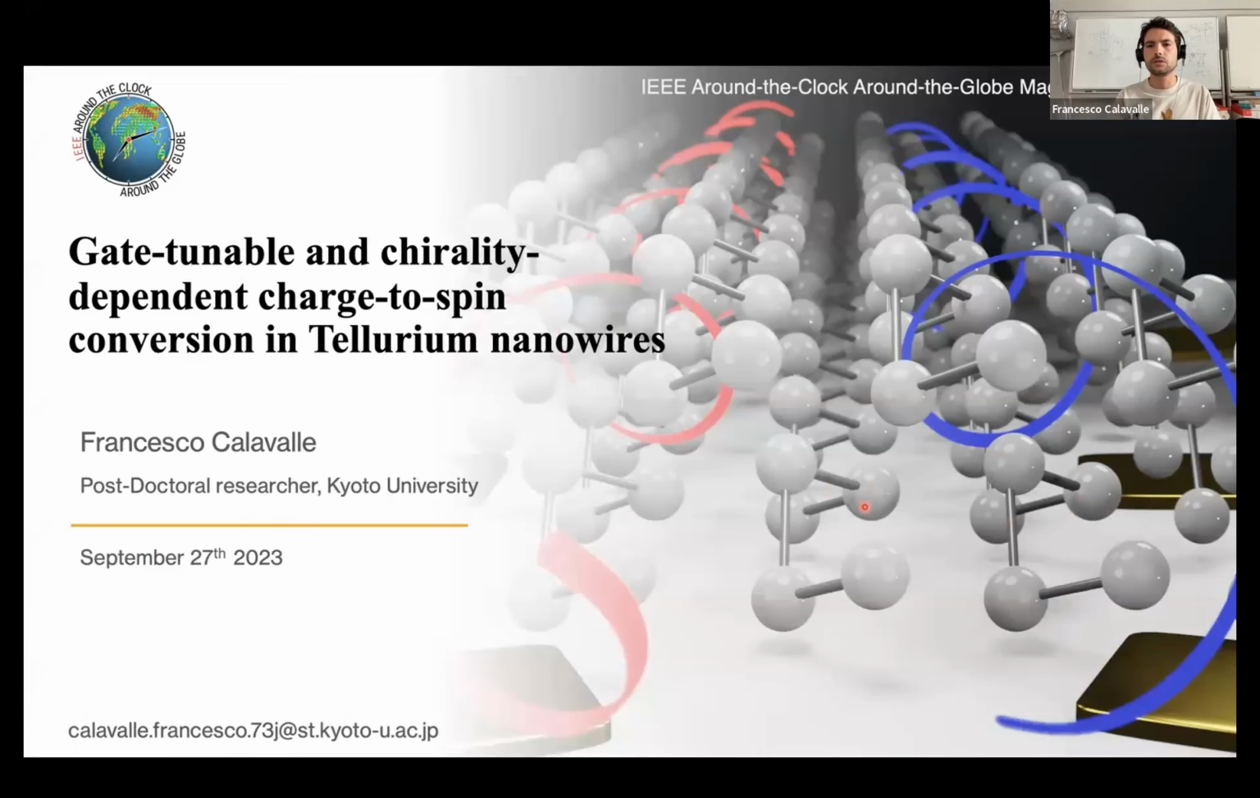It's a pleasure to be here and to have the possibility to present the work in this nice event. So yeah, my name is Francesco Calavella. I'm now a postdoctoral researcher at Kyoto University, but today I will show you one of the latest works that I carried out during my PhD under the supervision of Luis Hueso and Felix Casanova in San Sebastian, Spain.